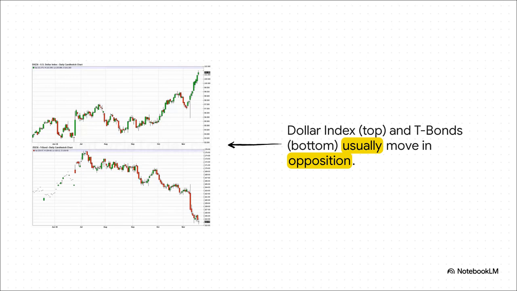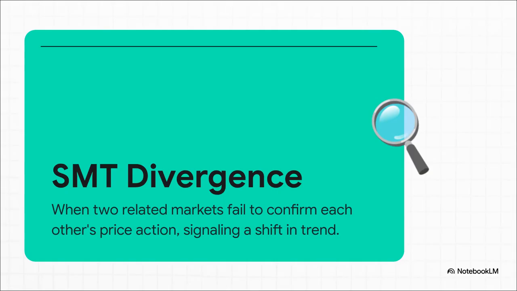But the really powerful signals, the ones we're looking for, they show up when this relationship breaks down. So, what does it mean when they stop confirming each other? That failure to confirm, that's what we call an SMT divergence. It's basically a crack in the normal correlation between two things that should be moving in harmony. And that divergence is often the very first sign that the underlying trend is getting weak and that smart money is getting ready for a major reversal. It's our heads-up display for what's coming.